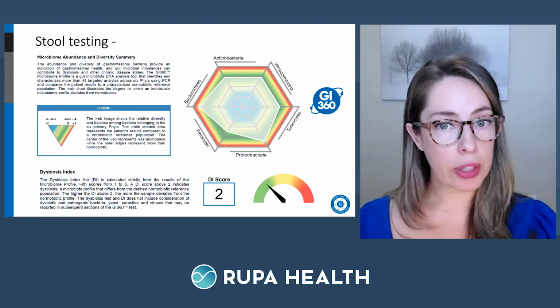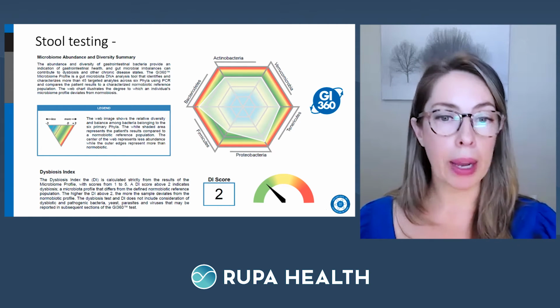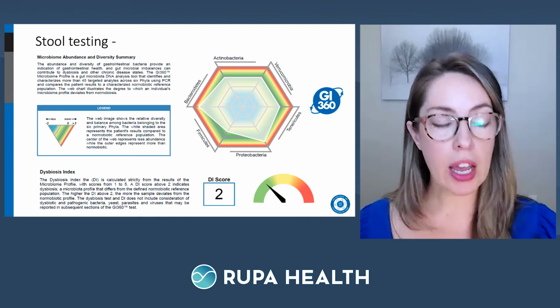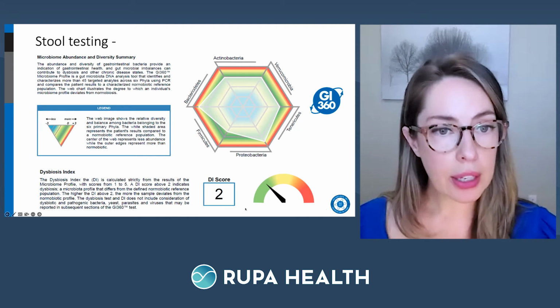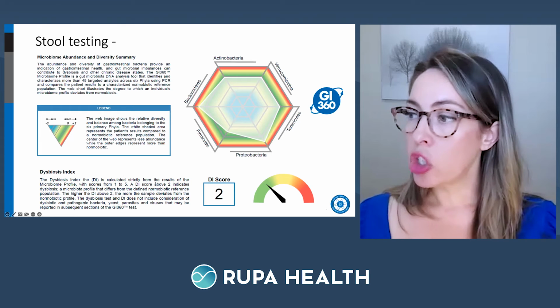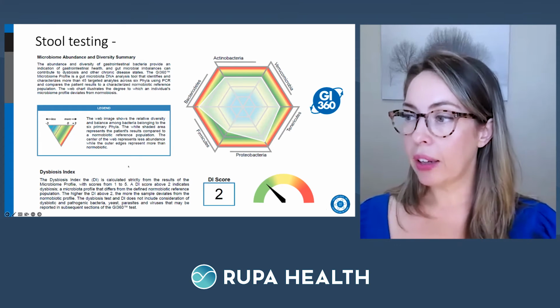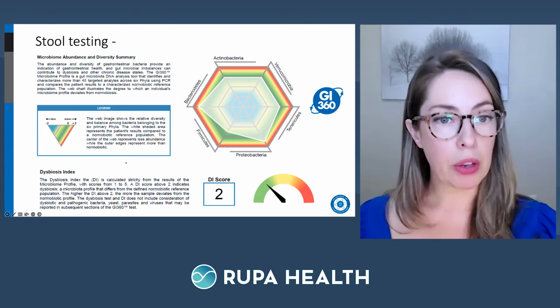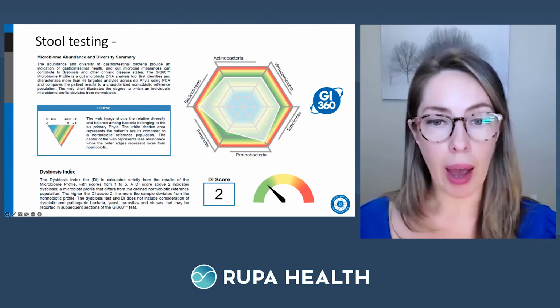So this is where you might consider, if you wanted an adjunct test, to utilize stool testing. This is our GI 360 test. It's looking at the microbiome abundance and diversity. You can actually get a dysbiosis index score. And we see for this patient, her level was at 2. So technically that is not dysbiosis. A level above 2 would indicate that.